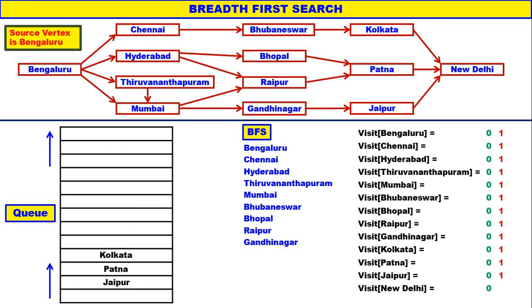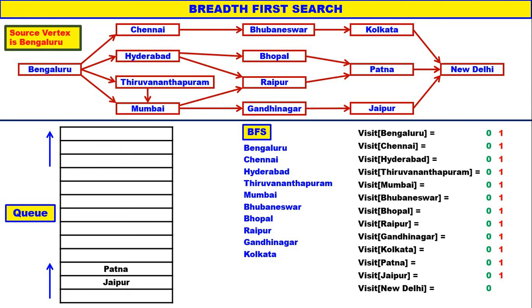Remove the front element of the queue. What is the front element of the queue? Kolkata. Kolkata is removed. Added to BFS. Now find out what are the vertices that are adjacent to Kolkata. There is one vertex that is adjacent to Kolkata, that is New Delhi. Can we add New Delhi to the end of the queue?